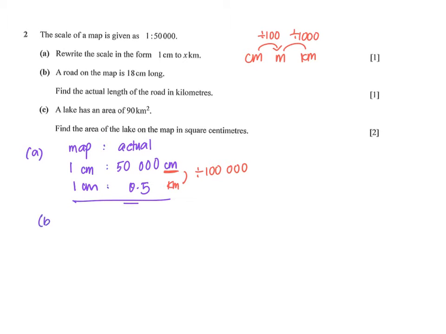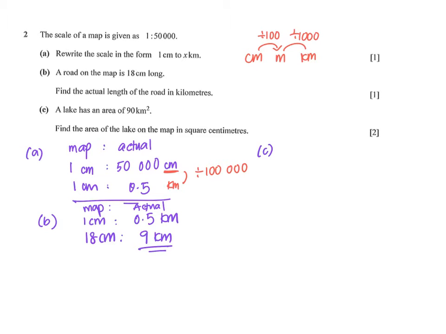Part B, along the road on the map is 18 cm long. Find the actual length of the road in kilometers. Now I already know that this is 1 cm is to 0.5 kilometers. They want us to find 18 cm long. So I'll need to multiply by 18, and that gives me 9 kilometers for my actual. So I'm going to write a labeling so that I do not need to write statements. Okay, and next, part C.